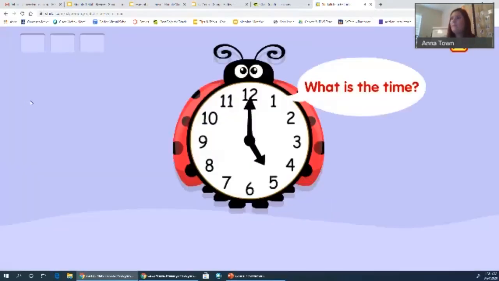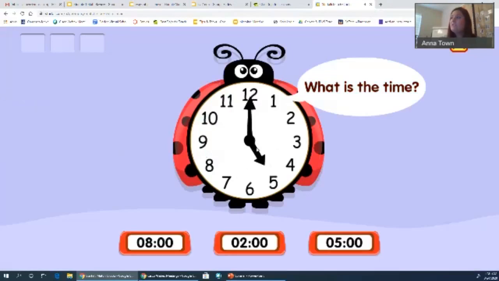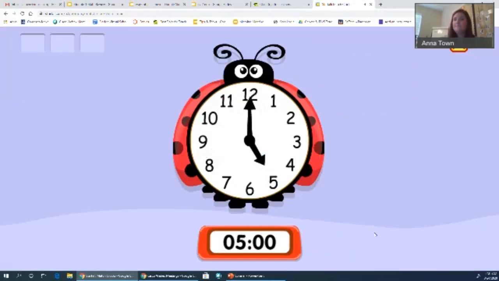What is the time? Okay, remember we start with the short hand. That is our hour hand. It is pointing at the 5. So we know it's in the 5 o'clock hour. Our long hand, that's our minute hand, is touching the 12, which means it's the start of a brand new hour. So no minutes have passed. It is 5 o'clock. Right on. It is 5 o'clock.